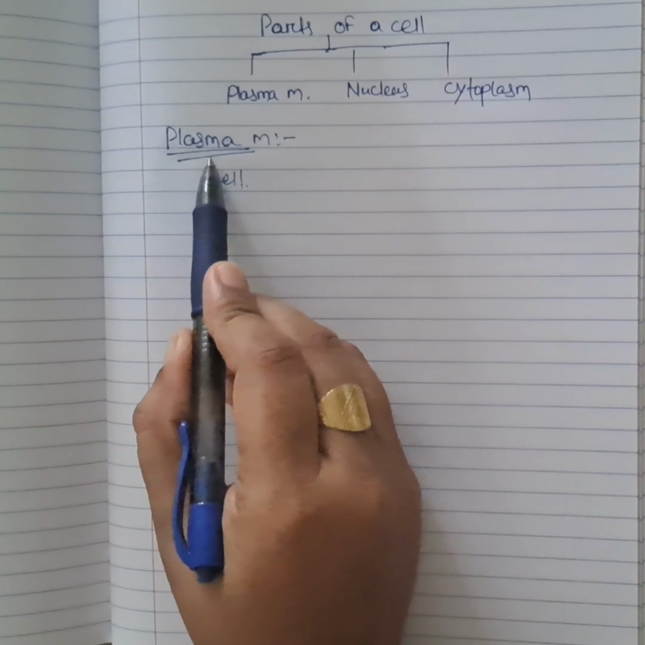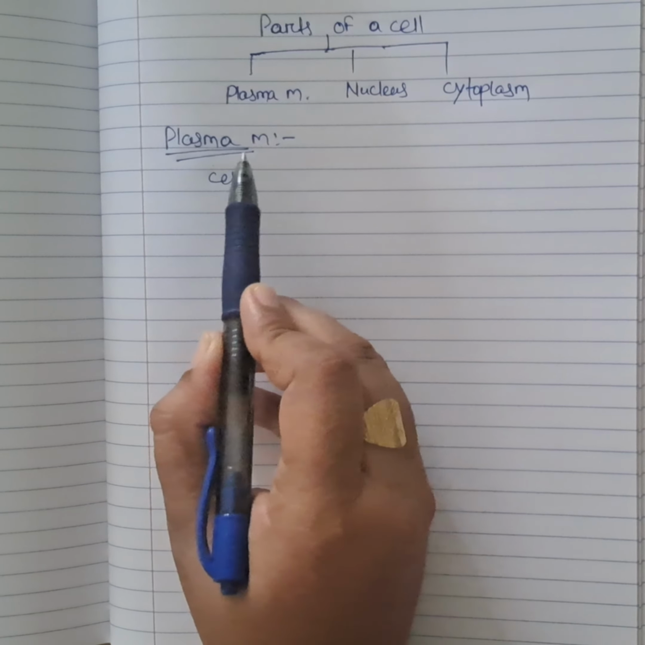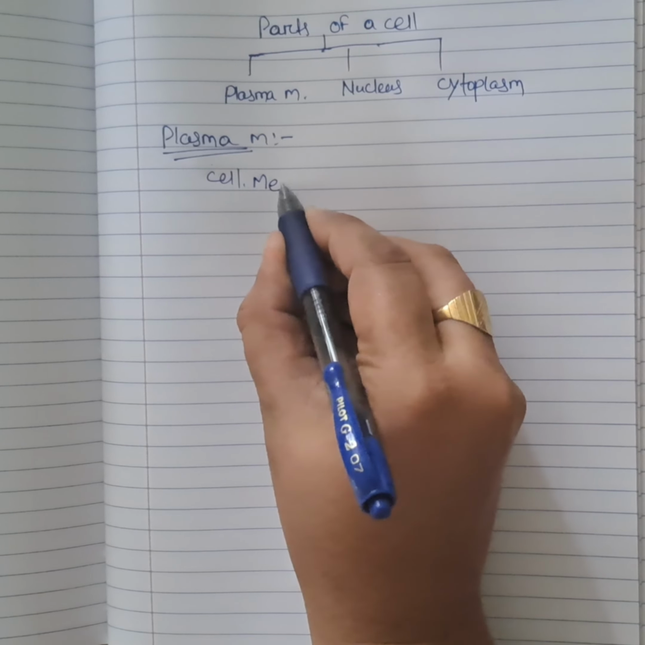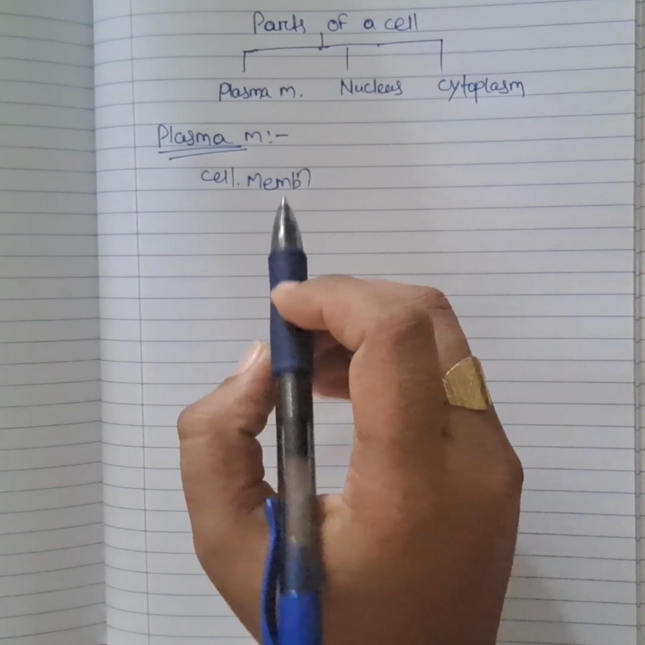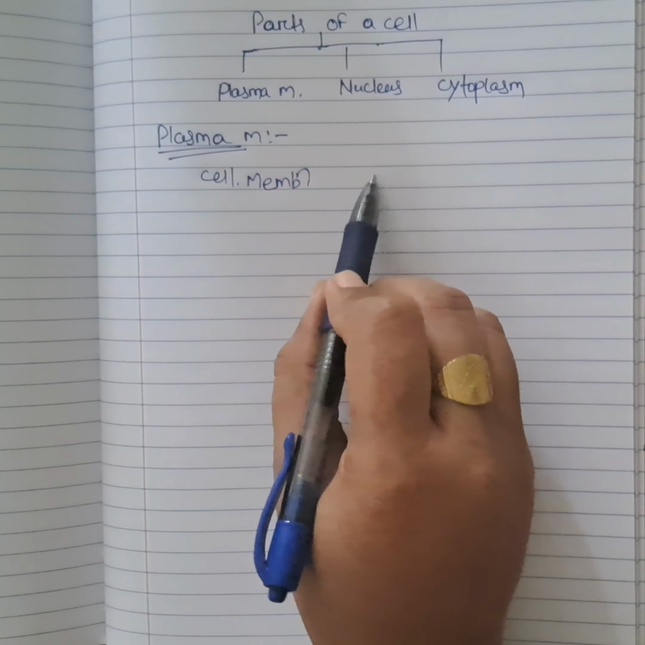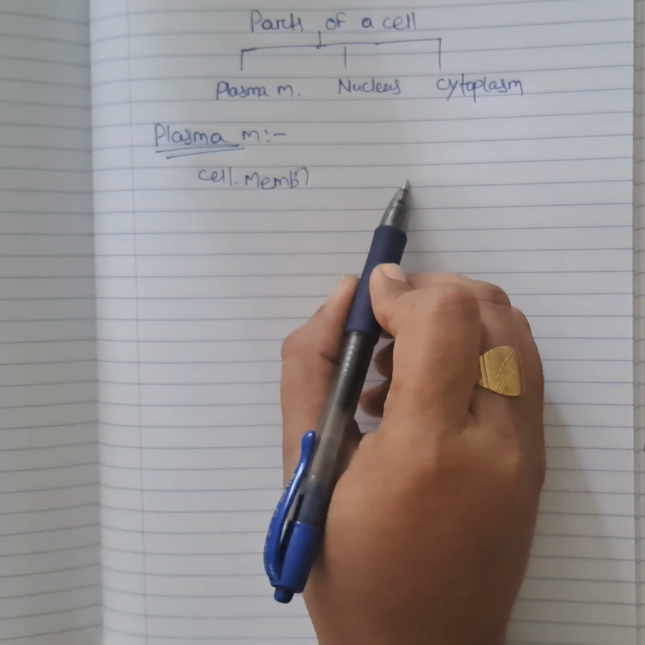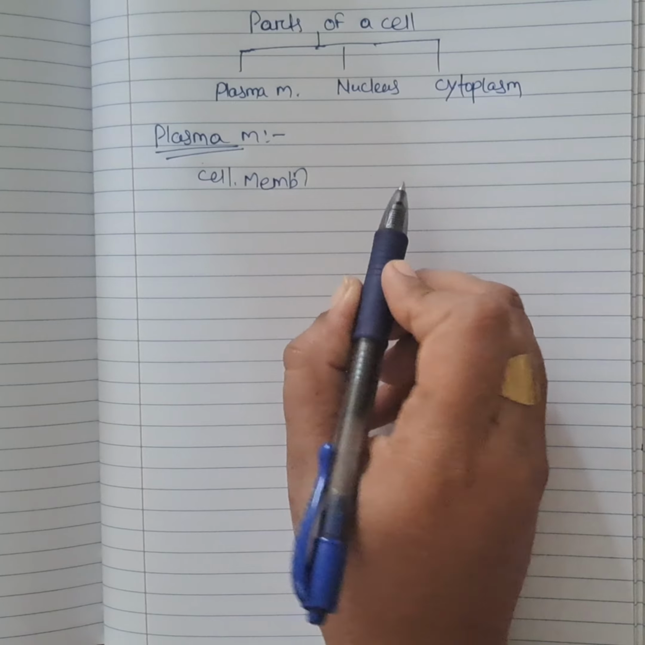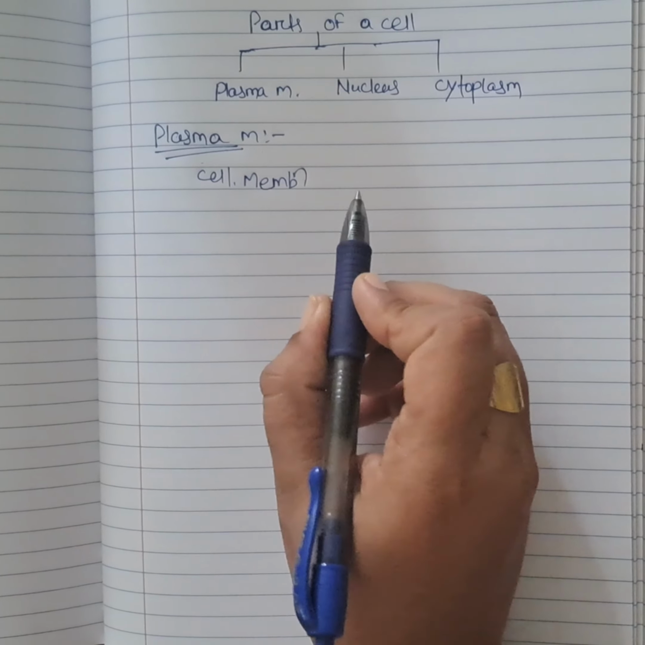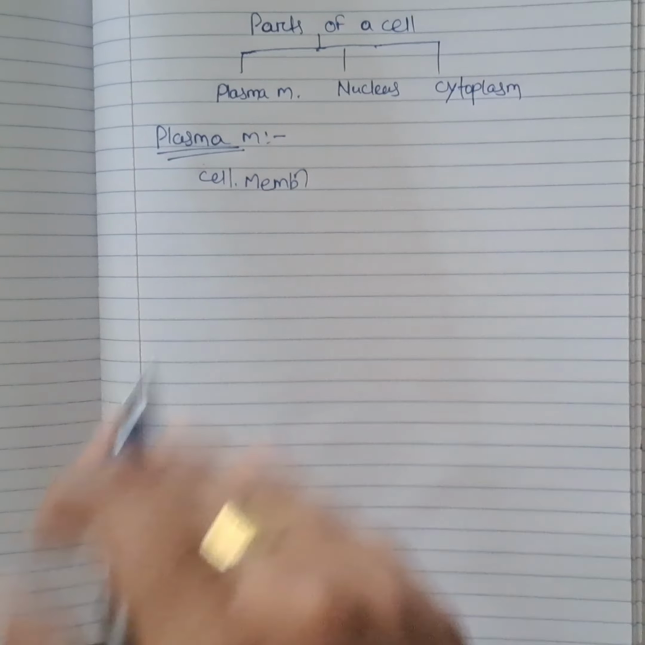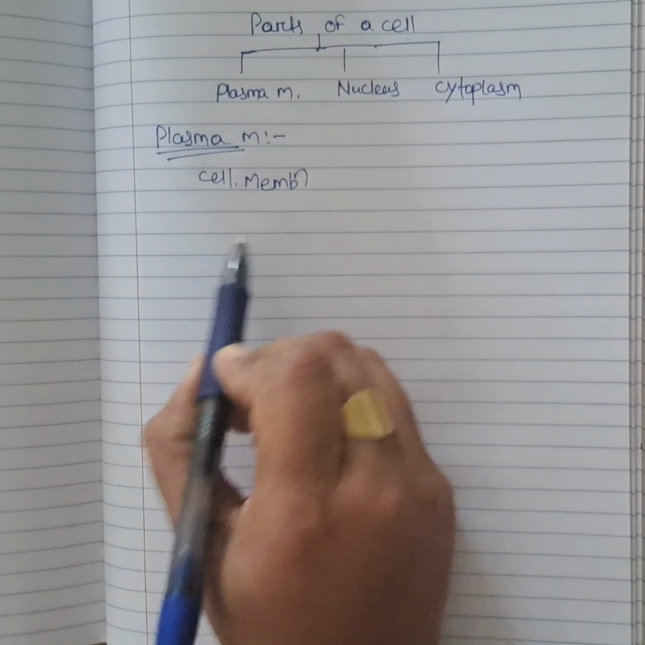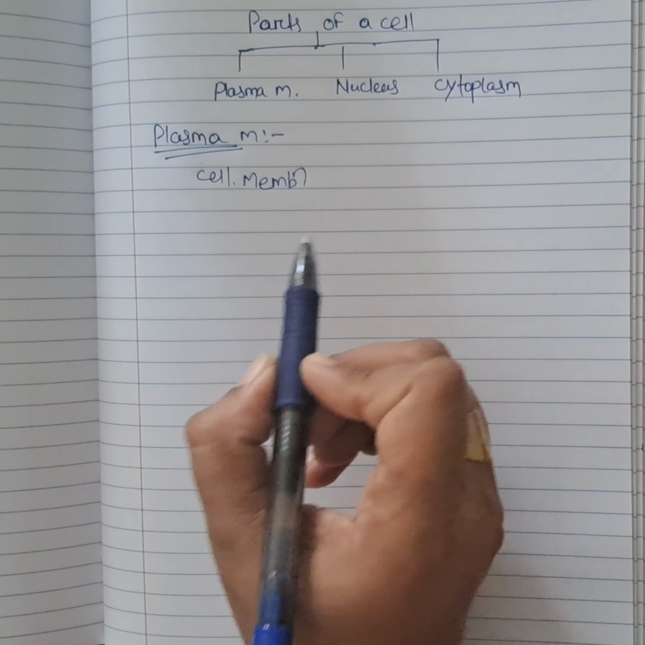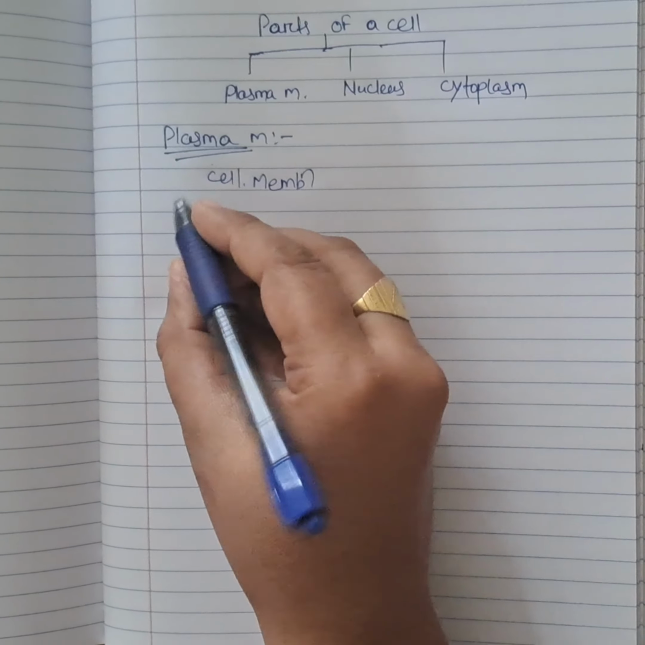Let's talk about the plasma membrane. The plasma membrane is also known as cell membrane, and it is a delicate layer which covers the cell and is present in both prokaryotic cell and eukaryotic cell. It is an elastic and selectively permeable membrane. That means it allows some selective substances inside it. It is a living membrane and has a high regeneration capacity. Let's talk about the composition of the plasma membrane.